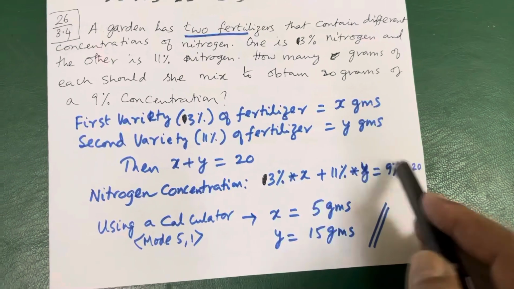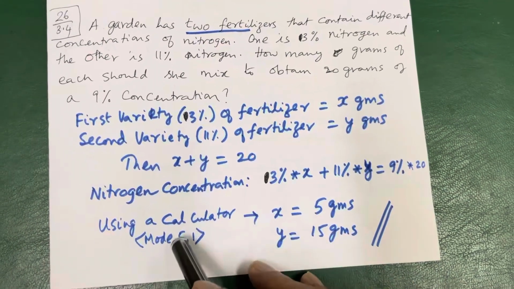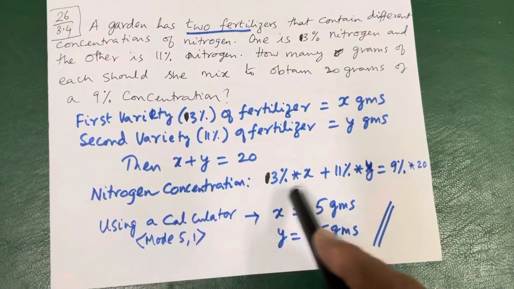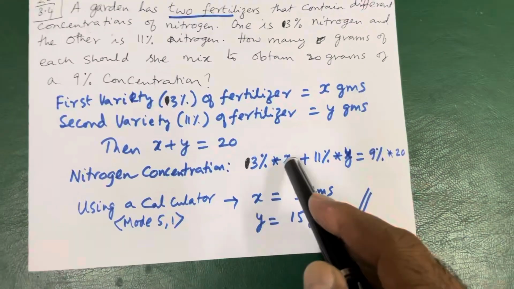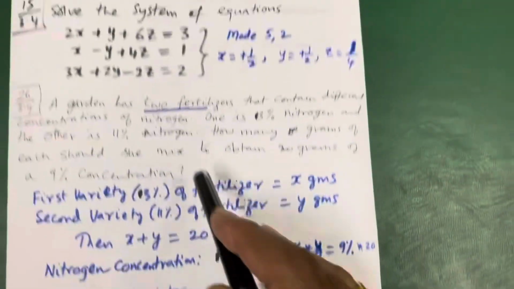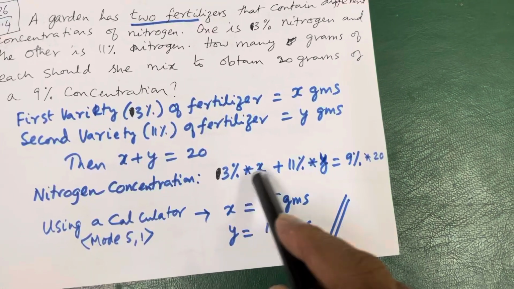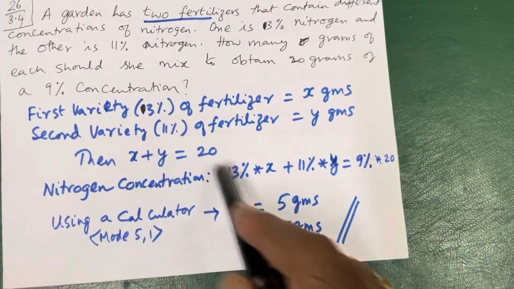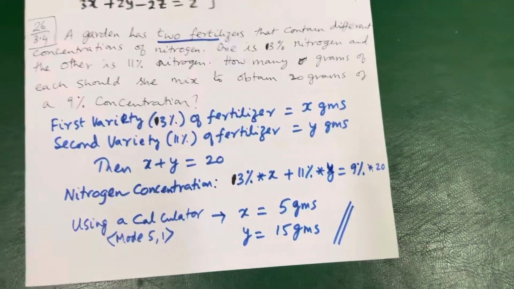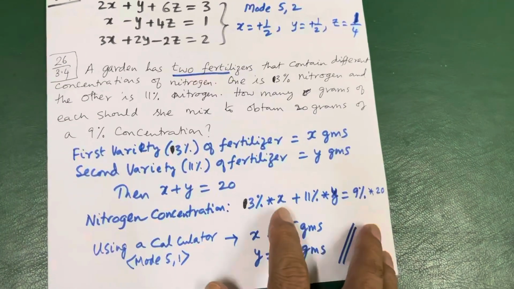So use calculator. This is modify 1. This is the first equation. This is the second equation. The coefficients need not be good numbers like this, 3x, 2y, 2. It can be percentage, decimal, anything like this. So just use the calculator. You get this answer. Very simple.